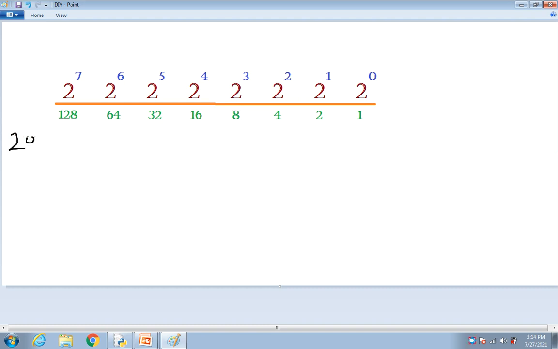Suppose we have to write 20. How can we write 20? 20 is 16 plus 4. That means I'll require this bit and this bit, and the rest of the bits will be 0. In both cases, whether with the previous method or this one, the answer is 0 0 0 1 0 1 0 0. So whatever calculation we do, we do it in this way.